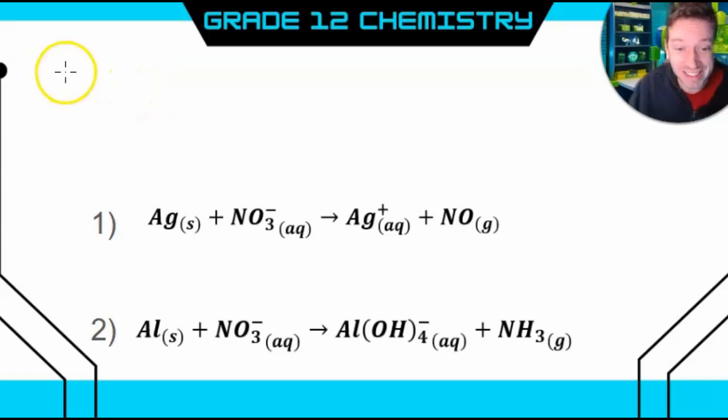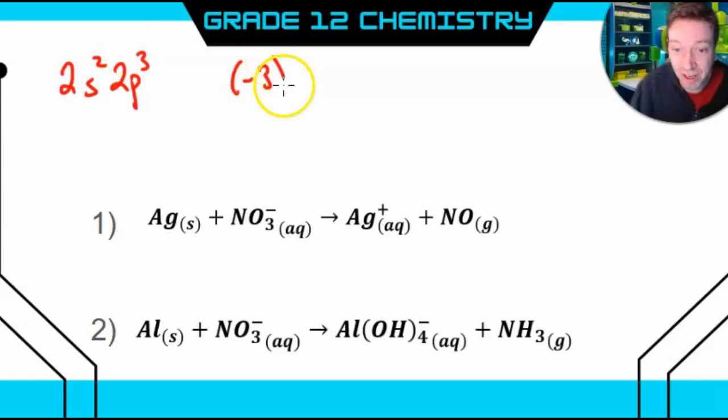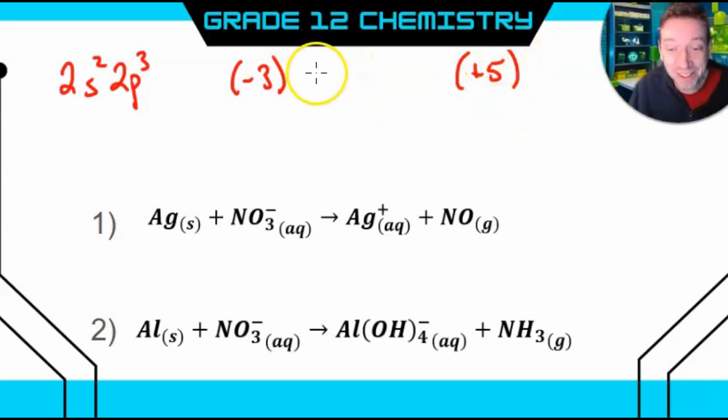If you were to look at its electron configuration, which for its outer shell is 2s2, 2p3, it could gain 3 electrons to become full and therefore have an oxidation state of -3, or it can lose 5 electrons and have an oxidation state of +5. But it can also have everything in between.